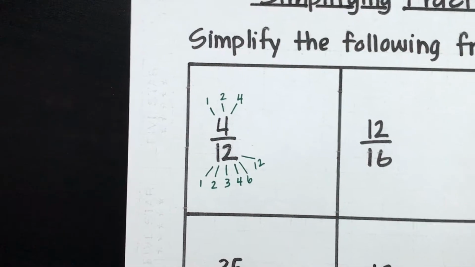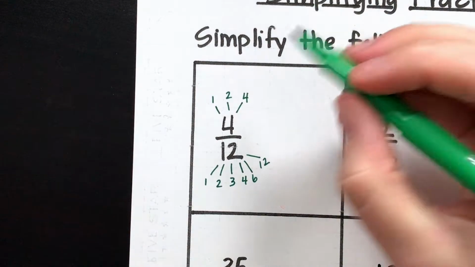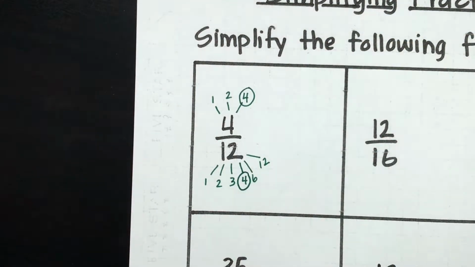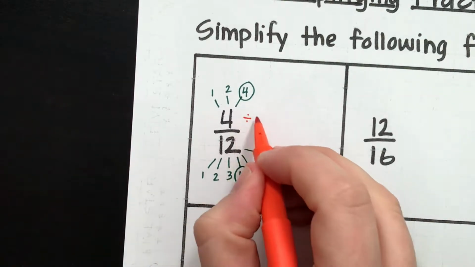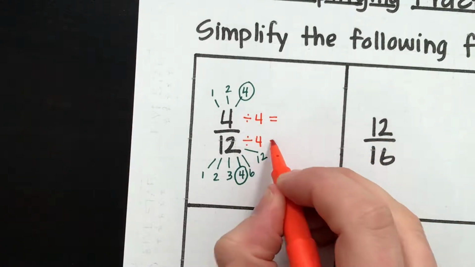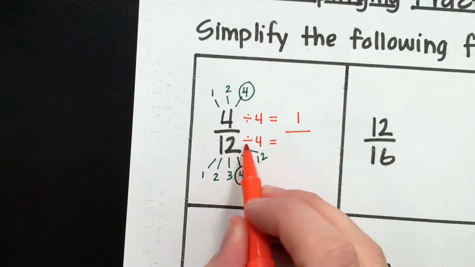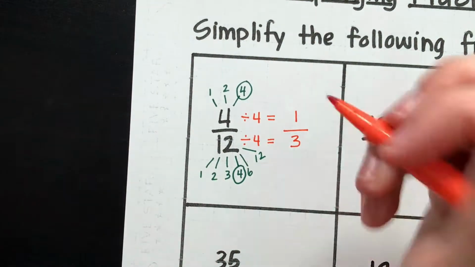Now what we want to do is figure out which one of the factors both the numerator and denominator have in common, but also is the biggest one that they have in common. I can see that 4 is one they have in common, and it's also the largest. So in order to simplify, I want to divide both the numerator and denominator by 4, which is the greatest common factor. 4 divided by 4 is 1, and 12 divided by 4 is 3. So 4/12 simplified is 1/3.